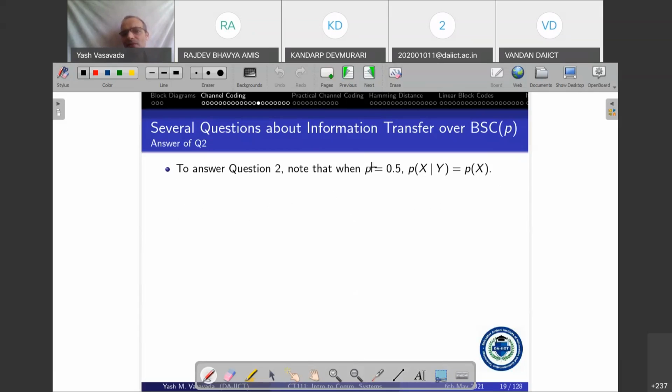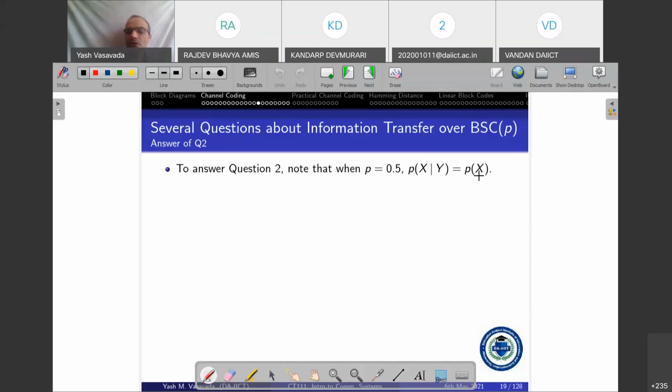But the answer will be that when p is equal to 0.5, the conditional probability of x given y remains the same as the actual probability of x, the marginal probability of x. So this is the answer that I'm already giving. Why this is the case is what I'll be deriving next, but I won't spend too much time on it. This is the main thing. When p is equal to 0.5, the conditional probability of x given y, the posterior on x, remains the same as the prior.